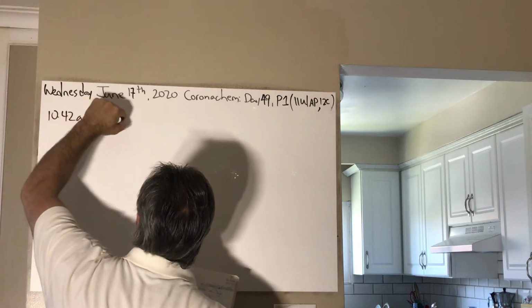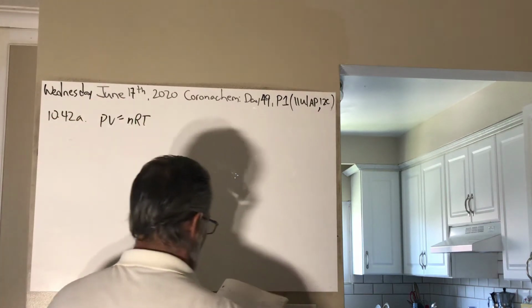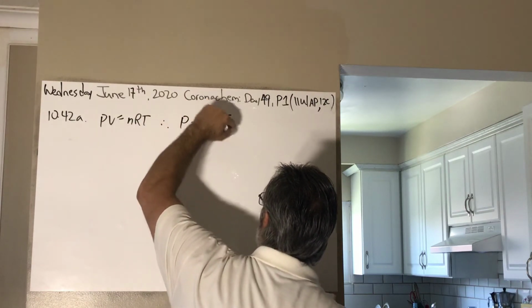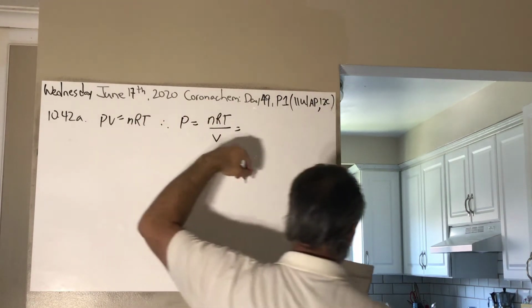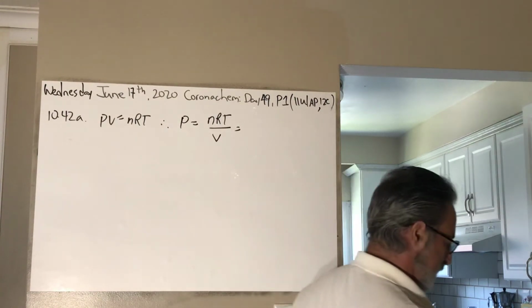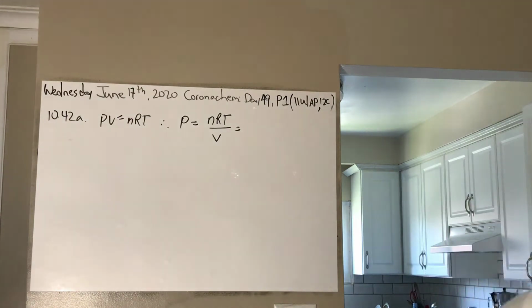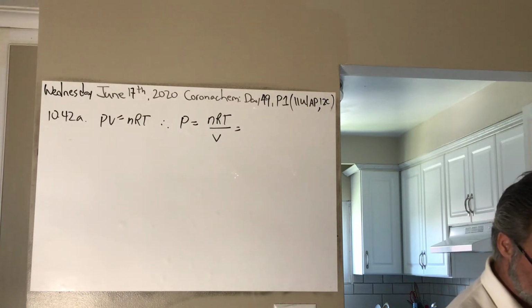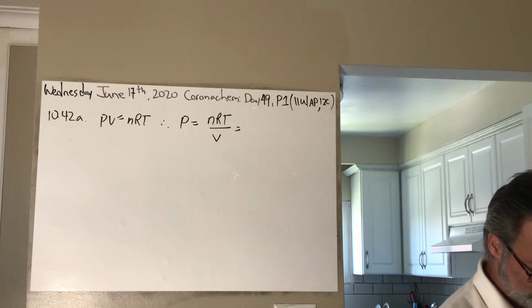Anyway, 1042, PV equals nRT. Therefore, P is equal to nRT over V, and let's enter the numbers. We had 1,800 nanograms of mercury.